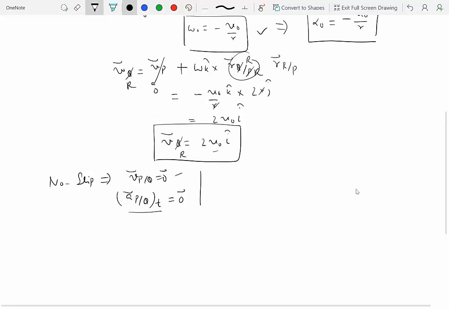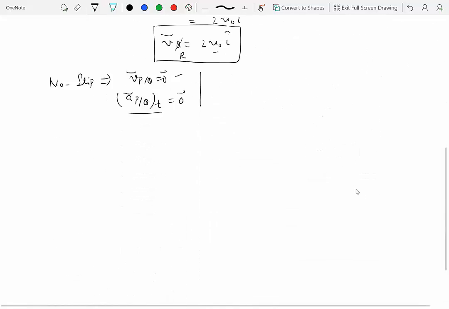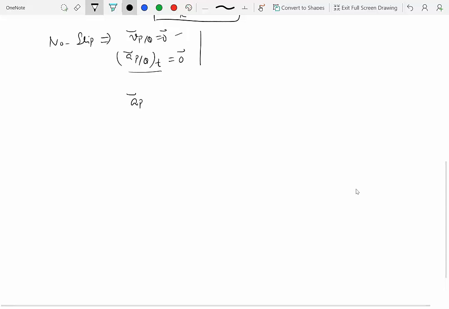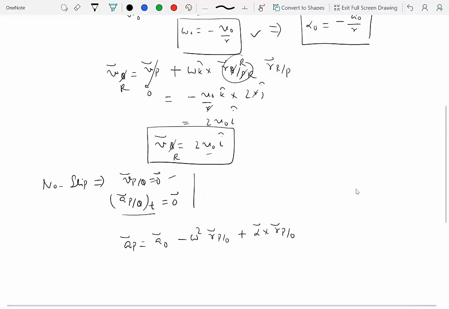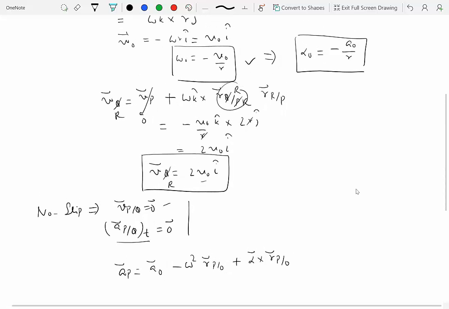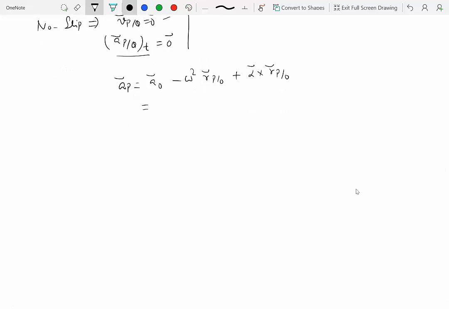All right, so now let's try to relate the acceleration of point P with the acceleration of point O, which is the center of the wheel. So let's write that relationship. So acceleration of P is equal to acceleration of O minus omega square R of P with respect to O plus alpha cross R of P with respect to O. Okay, so first of all, how can we get the alpha? Well, we already know the alpha, which is given over here, so that's fine. Omega is also known. What do we know about acceleration of point O? Acceleration of point O is a0 i hat.